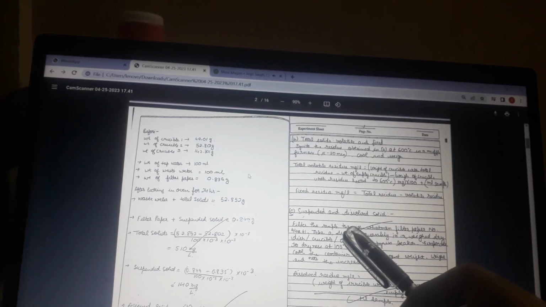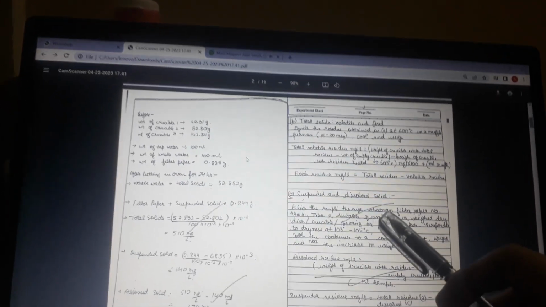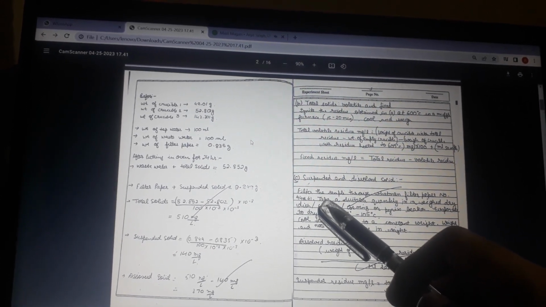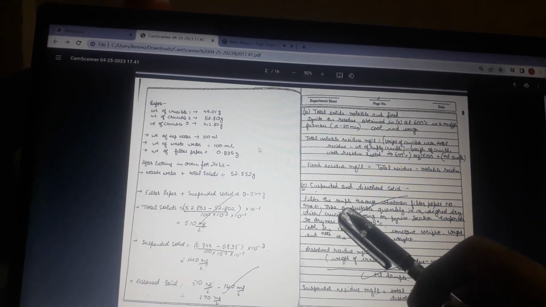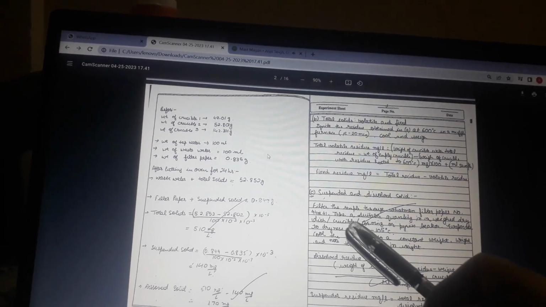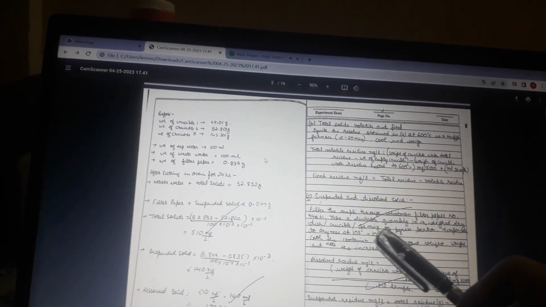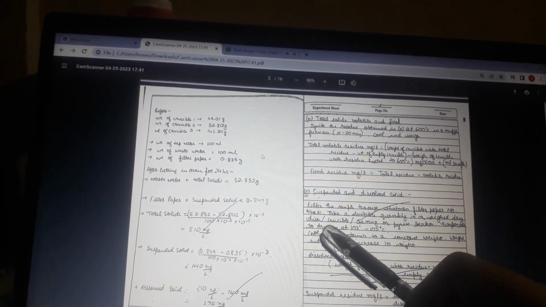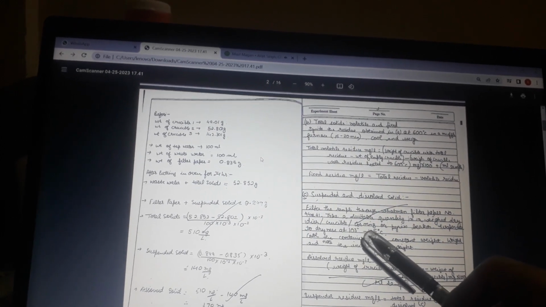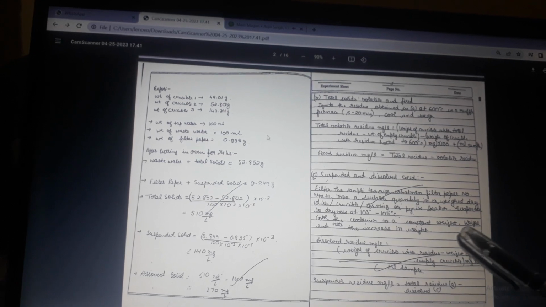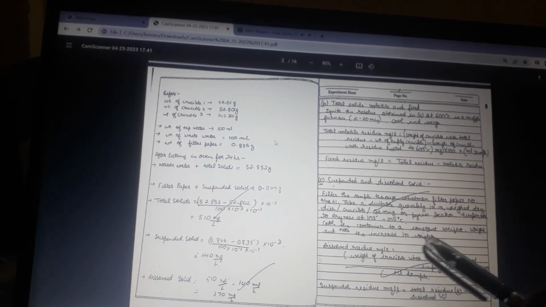Suspended and dissolved solid. Filter the sample through Whatman filter paper number 40 or 41, 44 or 41. Take a suitable quantity in a wet dry dish, crucible, Corning or Pyrex beaker. Evaporate to dryness at 103 to 105 degrees Celsius. Cool the container to a constant weight. Weigh and note the increase in weight.